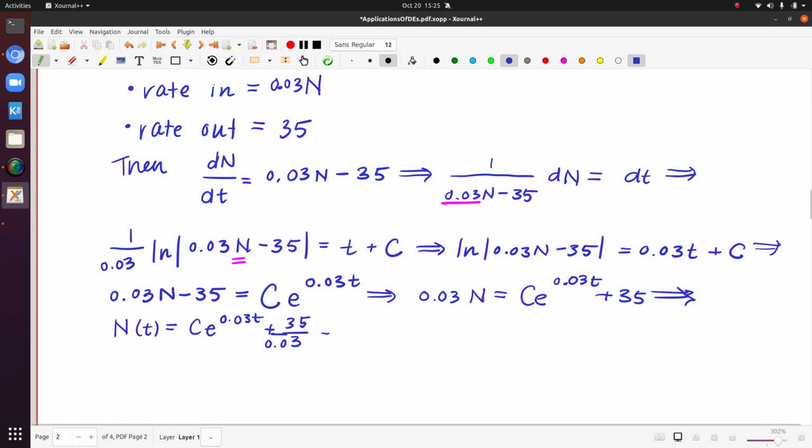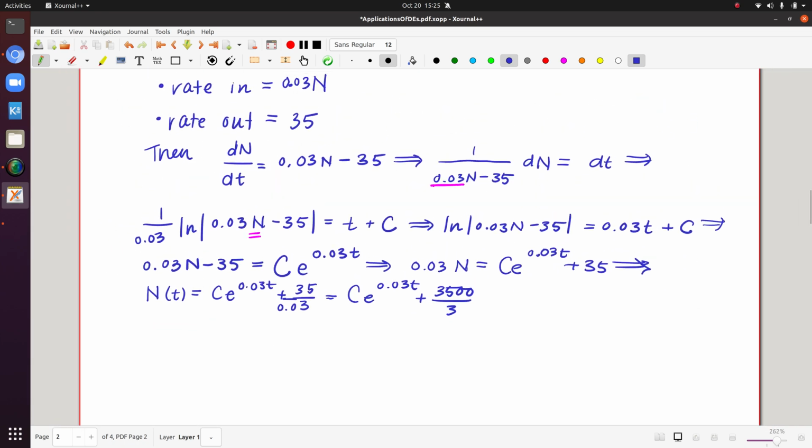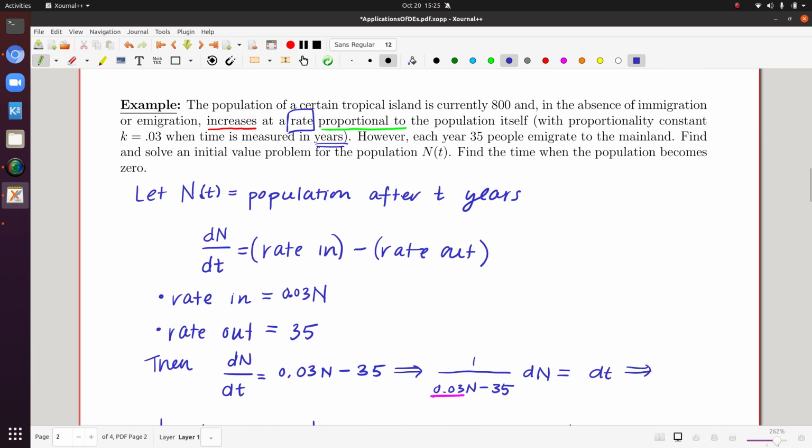And in fact, I will say an easier way to write this fraction that I've introduced here on the right-hand side, because I'm dividing by a decimal, is if I multiplied the top and the bottom by 100, this would be 3,500 over 3, just a little bit cleaner since I'm doing this by hand. Now, that's our solution function. We haven't used all of the information yet.